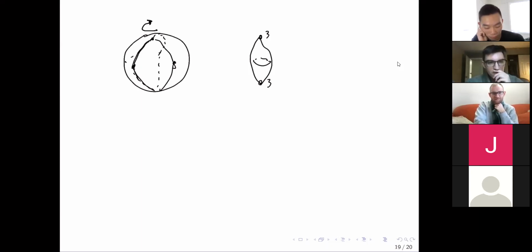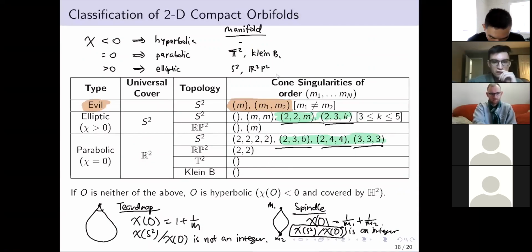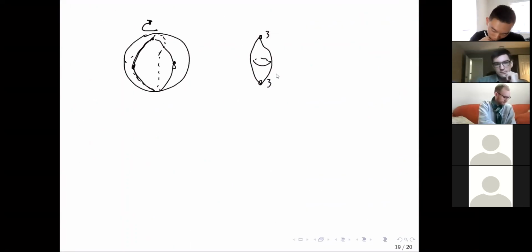Any other questions? A quick question. Does the spindle cover the teardrop? This one? It does not. Okay. So the teardrop over here. Let me think. So the teardrop here.